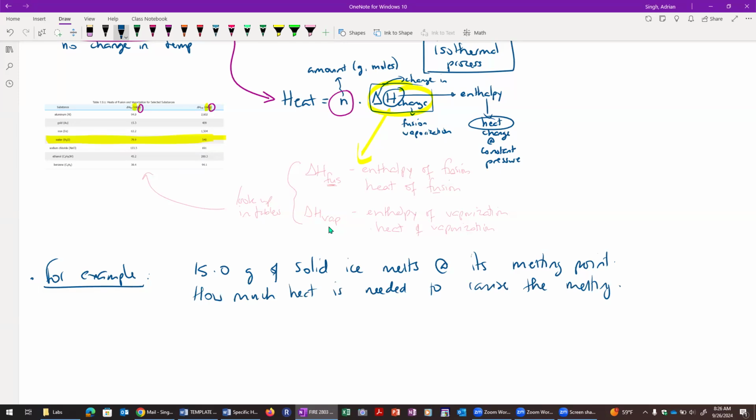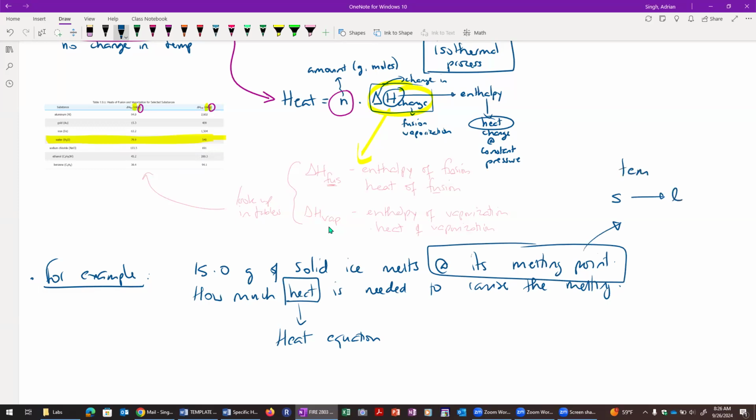Okay, so the key thing here to keep in mind is we're asked for heat. So right away we're going to use one of the heat equations. And the second thing to keep in mind is that we're told this is happening at its melting point. The melting point is where something goes from a solid into a liquid, and at that point the temperature is constant. So that means we're not going to have a change in temperature, delta T. So we're going to use the modified heat equation, where we have the amount n times delta H. Now, the heat of melting is the same as fusion, right? So we're going to use the delta H fusion for ice, in this case H2O.